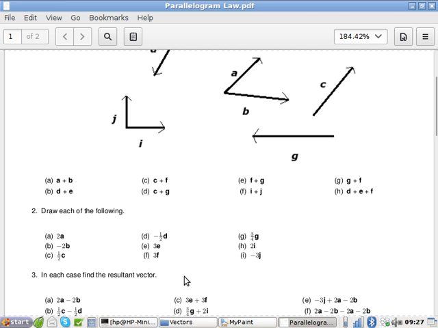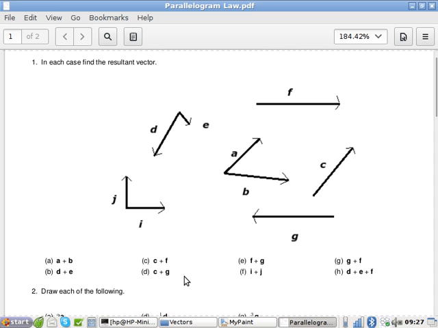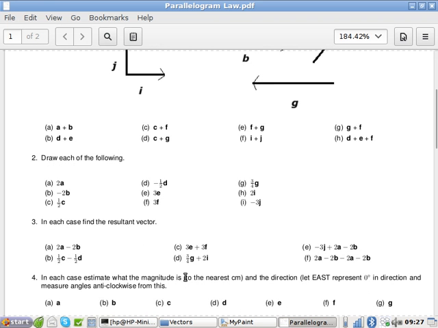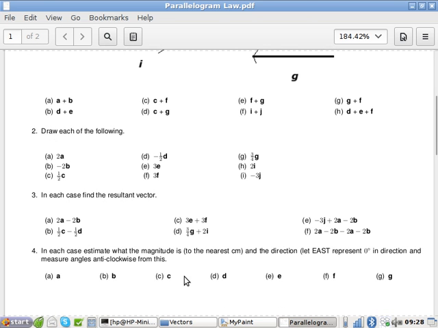Then here I want you to practice multiplying by a scalar. It's the same letters as the first one, A, B, C, D, E, F, G. So for the first one you have to draw 2A. You can see there's A, so 2A, just draw it twice as long. 3, I just make it a little bit more complicated by multiplying and then adding together. And then 4, you don't have to do 4, because I don't think you have a protractor. A protractor is used to measure the angle, the half circle. So you don't have to worry about number 4.